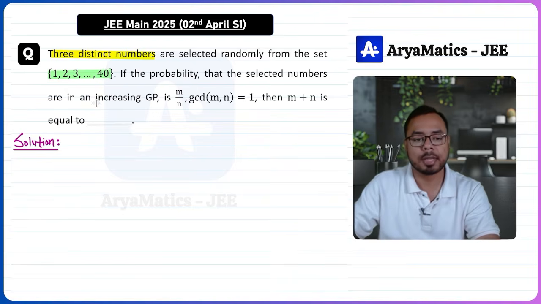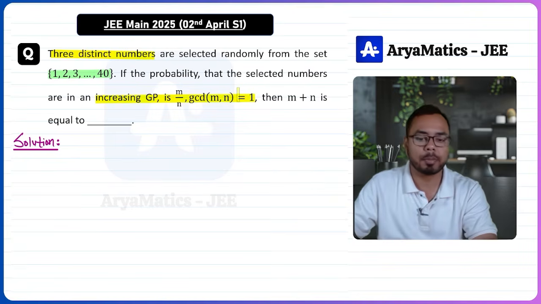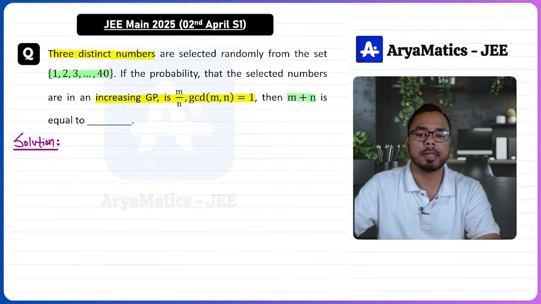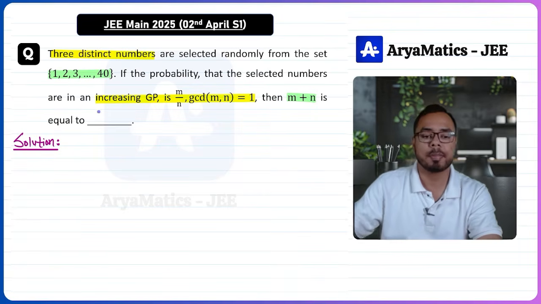So the probability that the selected numbers are in an increasing GP is m by n, where m and n are co-prime numbers, their HCF is 1. Then we have to find the value of m plus n. Now again, this is a problem where we have to consider the different cases.